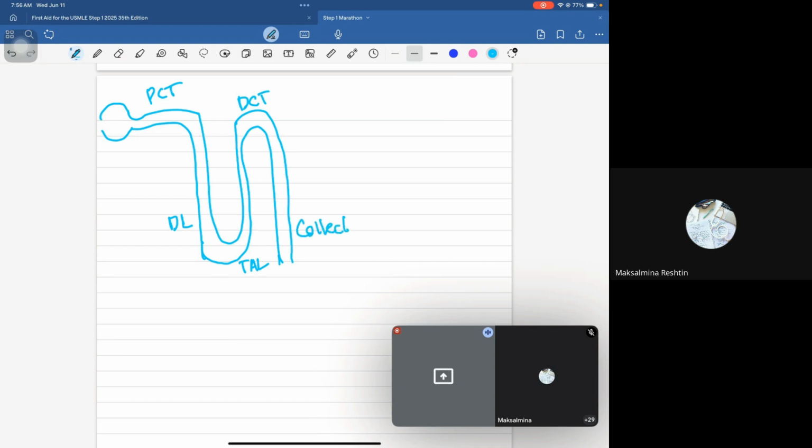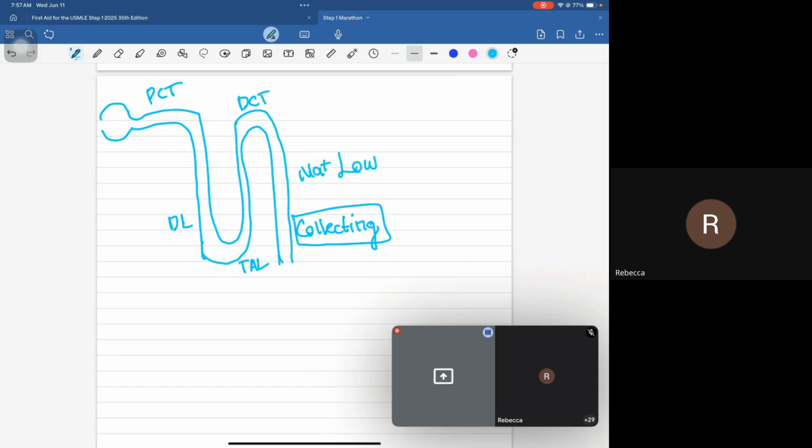So what if I tell you a patient has Gitelman syndrome? Will his sodium levels be high or will his sodium levels be low? What do you think? Low. So sodium levels are going to be very low.